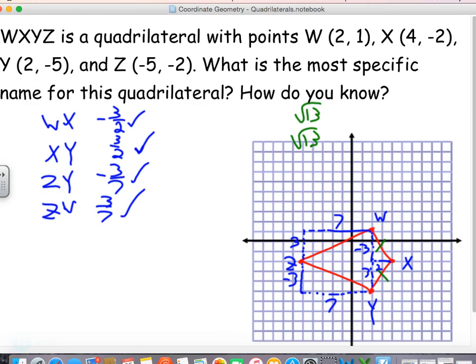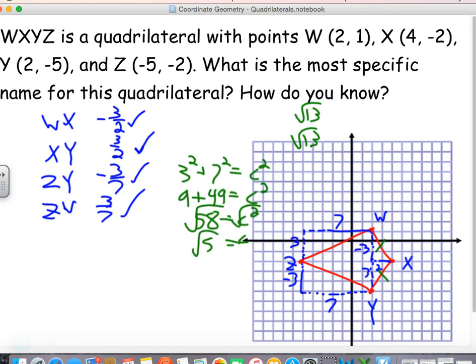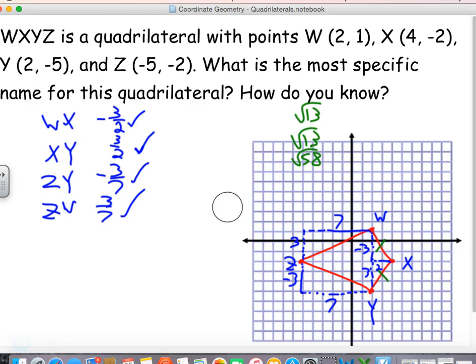Negative 3 and 7. So that's going to be 3 squared plus 7 squared equals c squared, which is 9 plus 49. That's going to give me 58. So the distance of ZY is the square root of 58. And then I do the same thing for ZW, but I'm using 3 and 7 in this situation. So again, it's going to give me the square root of 58 because I'm still using 3 and 7. So that means that ZY and ZW are congruent.